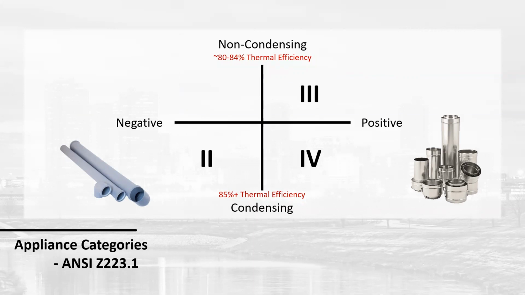So categories 2 and 4, you use this for the condensing aspect of the flue gases. Categories 3 and 4 have to deal with the positive pressure. So it has to be a pressure sealed material, and it also has to be able to withstand the corrosiveness of condensate. And there's a certain test that you have to pass in order to get that UL 1738 listing.